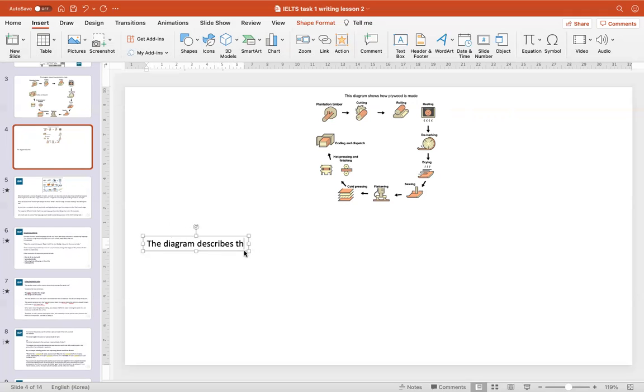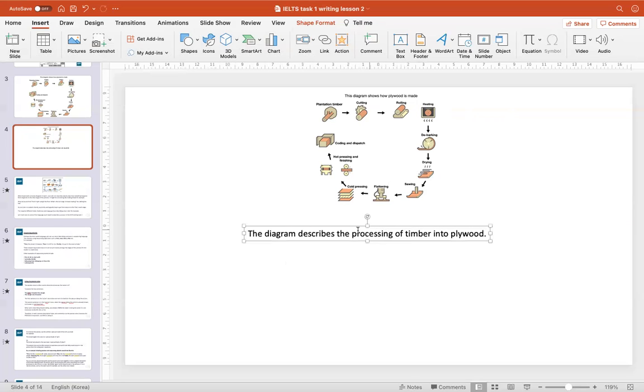And then we got, what did you say before? The processing of wood or timber. Yeah, of timber into plywood. Okay. Yeah, that works very well. Okay, so there's our first sentence.